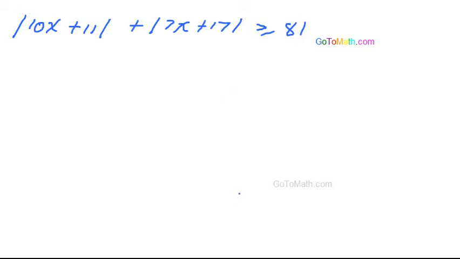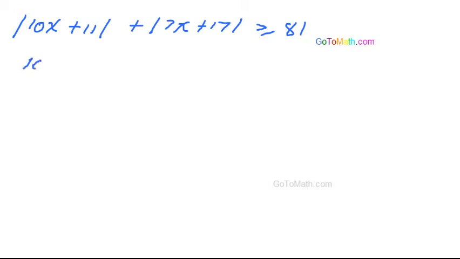Okay, bringing up the whiteboard. So we have the absolute value of 10x plus 11, close that in absolute value bars, plus 7x plus 17, and that's greater than or equal to 81. So we're going to work this just like we've worked all the rest of them previously. We're going to drop the absolute value bars, collect up some like terms, of course.